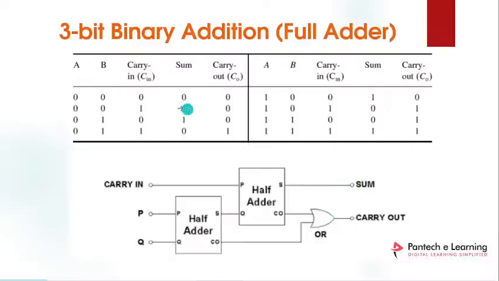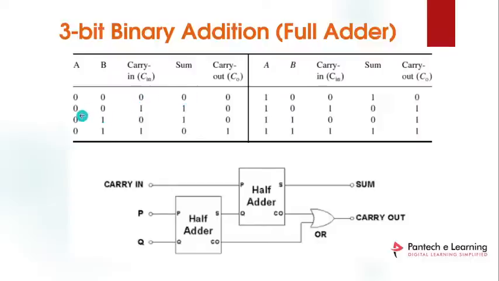You can see the truth table of the full adder. The half adder has an XOR gate. In the XOR operation, if both inputs are the same, it gives 0, but if both inputs are different, it gives 1. Based on this operation you get these outputs. If the input of the full adder is 000, meaning A and B are 0 and carry in is 0, the sum is also 0.